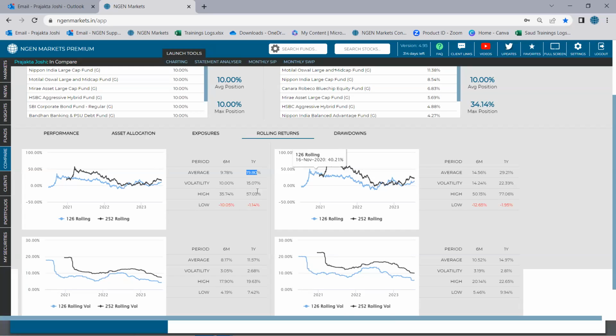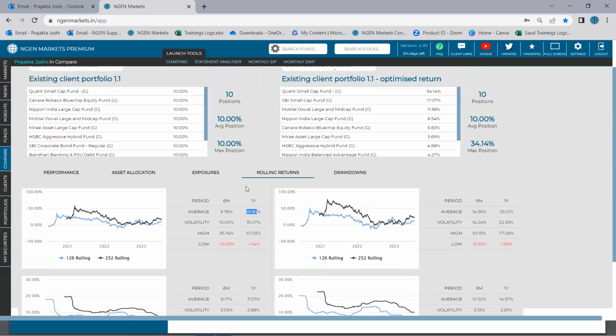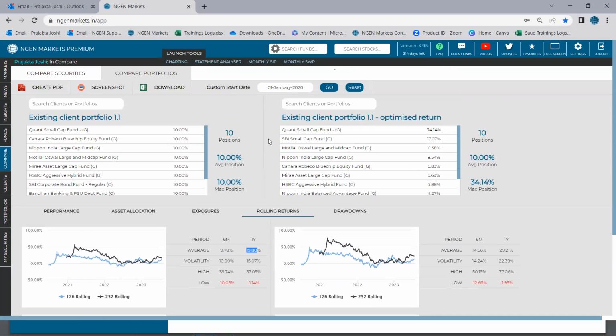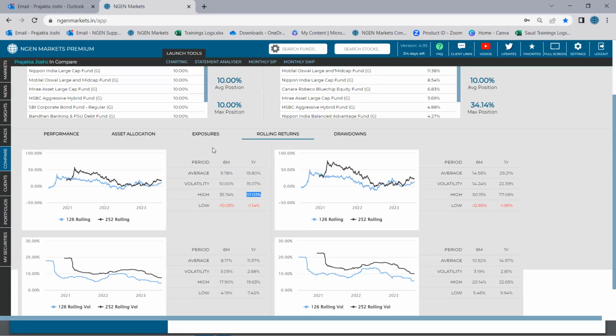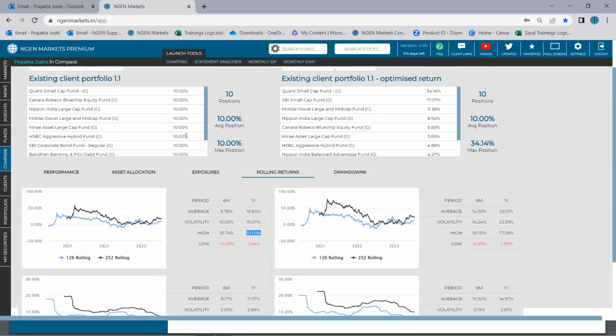Right. On the other hand, the highest that this portfolio has ever given in a 1 year rolling period from, of course, the start date that we have chosen, that's 1st of Jan 2020, 57%, was the highest return that was generated by this portfolio. Mind you, the exposures are just the same. Basically, we have not added any funds, neither have we deleted any funds. We've just optimized the allocation in the funds, right? On the other hand, the highest returns in this case would have been 77%, considering 1 year rolling returns. Okay, that's a rolling returns differential that you can highlight.